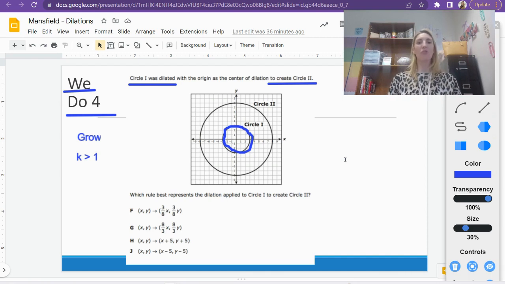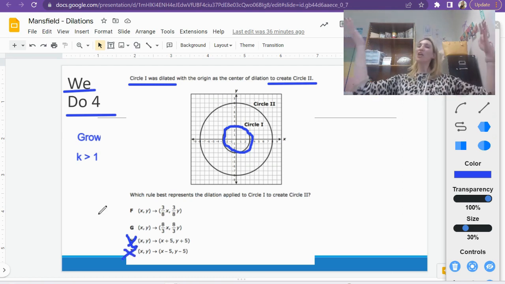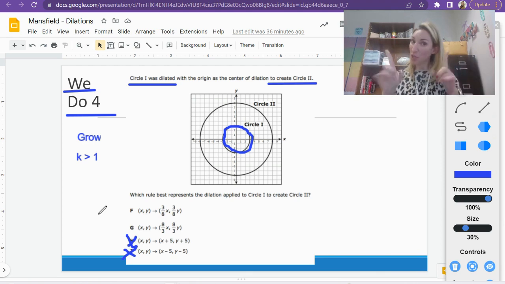Letter H, x plus 5, y plus 5. Is it multiplying? No. I already know that it's not H, right? I already know H is wrong. Let me try J. X minus 5, y minus 5. Is it multiplying? No, it's not. If it's not multiplying, I know it's not J. Cancel J. Then again, just by knowing the dilation, we can only multiply, right? Then we get to cancel half of those.